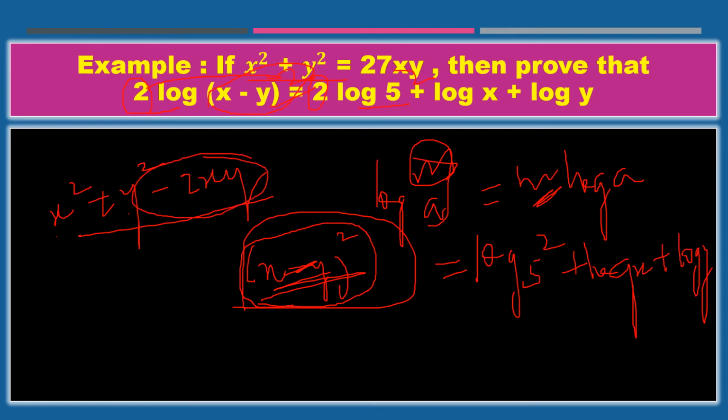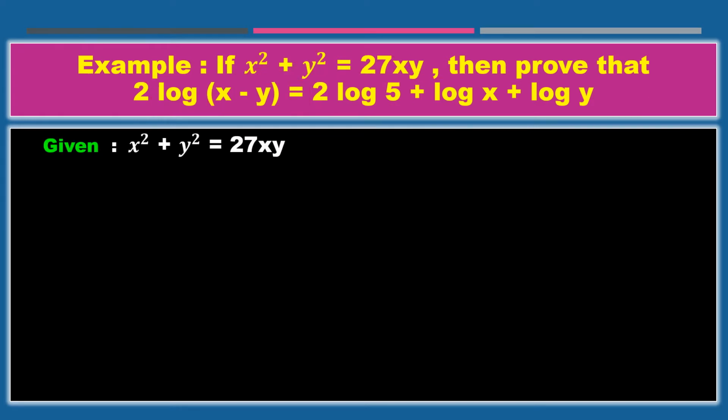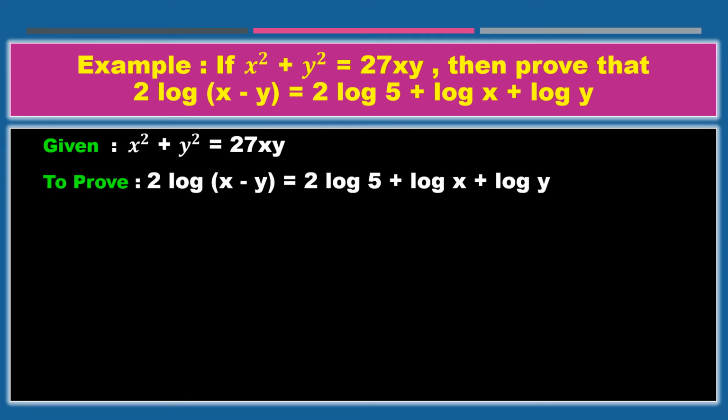So we cannot do only minus 2xy on one side. So for that we should do on both sides. If you do on both sides and if you solve it, you will get this one. Clear? So let us start the problem. So he gave the data x square plus y square equal to 27xy, and he asked you to prove this. So I'll take the given data first. X square plus y square equal to 27xy. Here we got a hint that this 2 should be sent as a power, right? Means we want x minus y whole square.